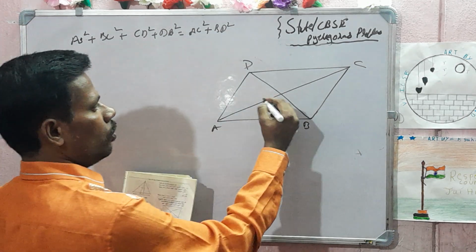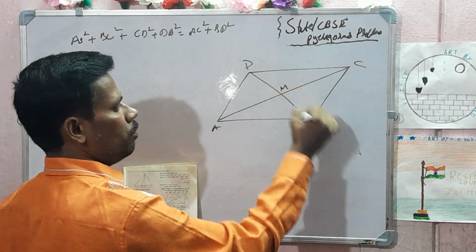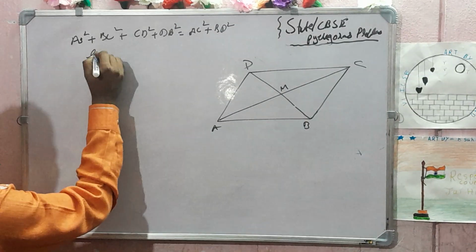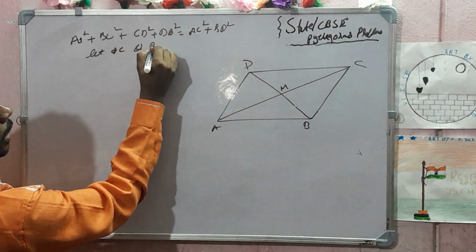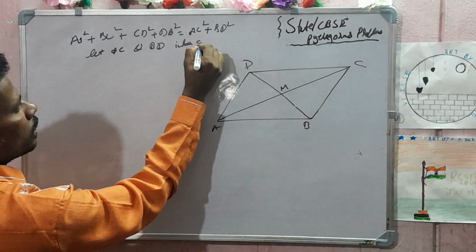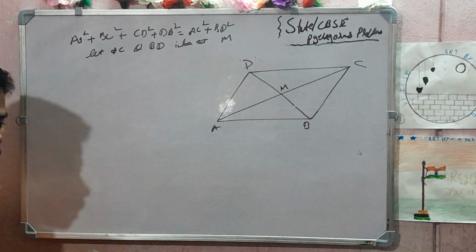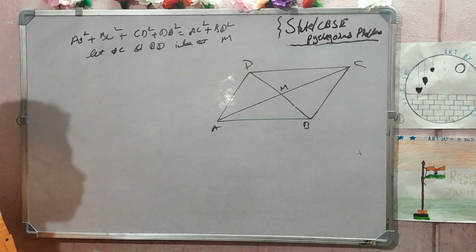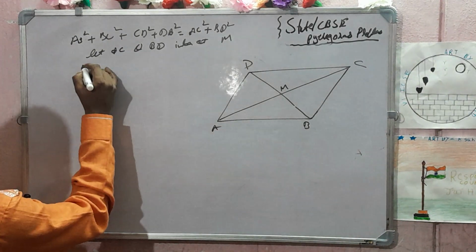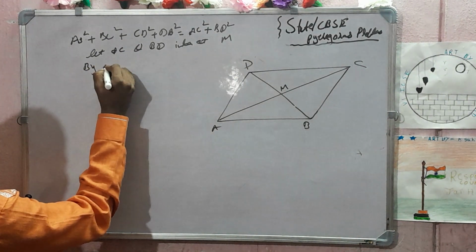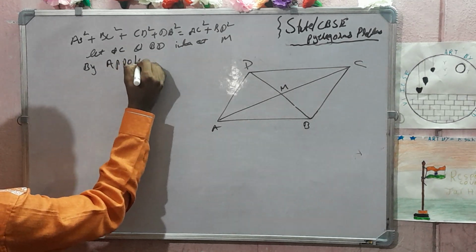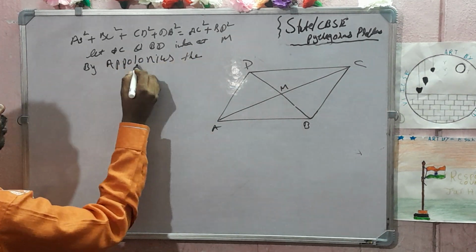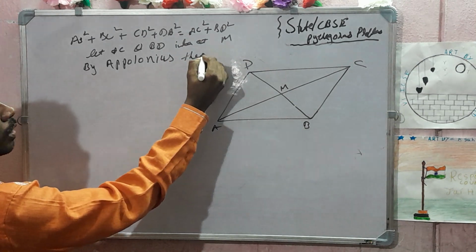So let AC and BD intersect at M, right? From this, apply Apollonius theorem. By Apollonius theorem.